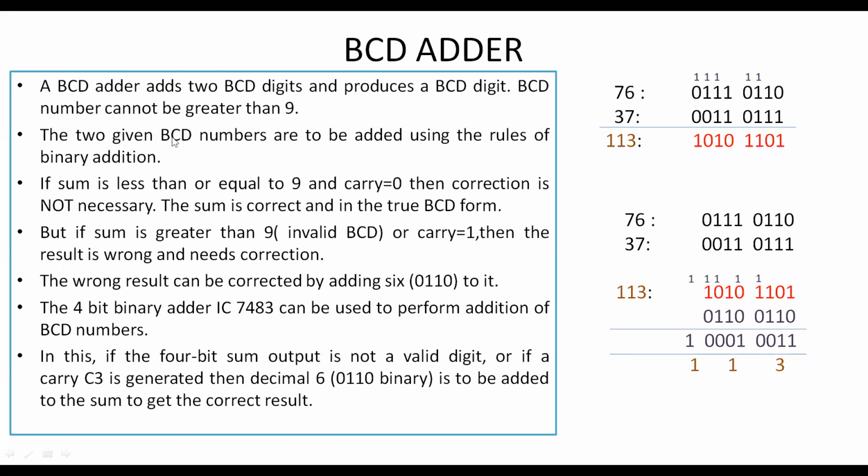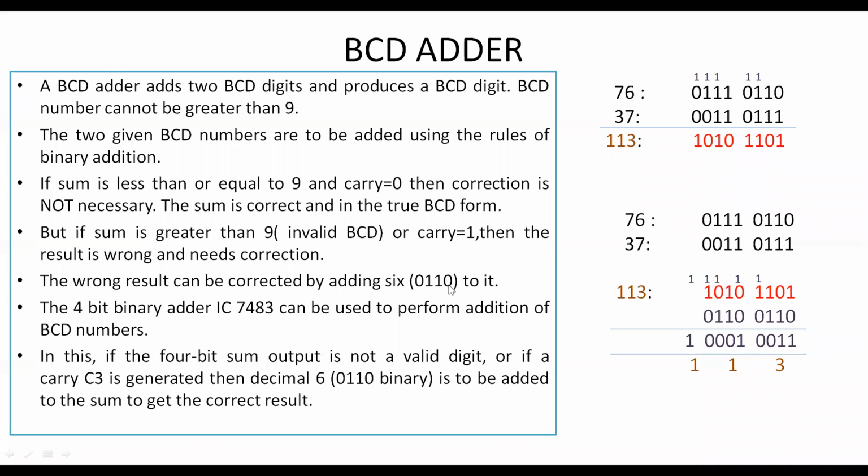That is, the two given BCD numbers are to be added based on the rules of binary addition. If the sum is less than or equal to 9 and the carry is 0, then the correction is not necessary, and the sum is correct in true BCD form. Here, if we get a sum less than 9, and there is no carry from this stage to this stage, this result is in correct form. But here, the sum is greater than 9, which is not a valid BCD number. Or if you are getting a carry from the 3rd bit to the 4th bit, then the result is wrong. Then we need a correction. The wrong result can be corrected by adding a 6.